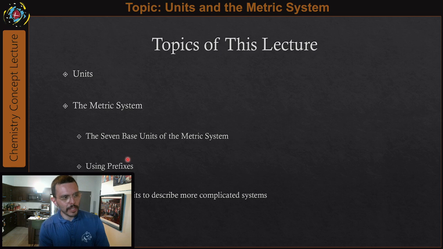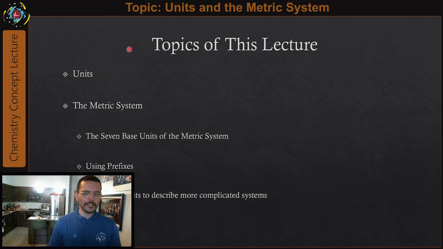So, go back to the topics of this lecture. We talked about units, we talked about the metric system, we talked about the 7 base units of the metric system, how to use prefixes, and combining units to describe more complicated systems. We can talk about this more in class. Please write down any questions you may have.